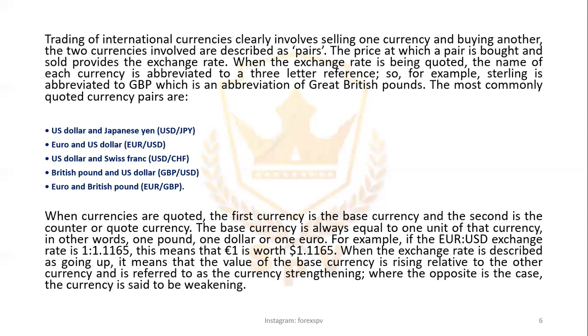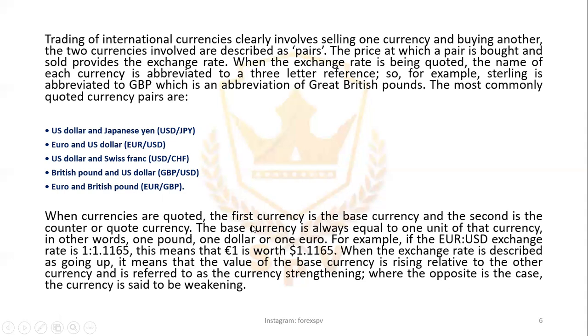When currencies are quoted, the first currency is the base currency. For example, for EURUSD, the euro is the base currency, and the dollar, the second currency, is the quote or the counter currency. The base currency is always equal to 1 unit of that currency. For EURUSD, it will be 1 euro. For USD it will be $1. For GBPUSD, it will be £1.